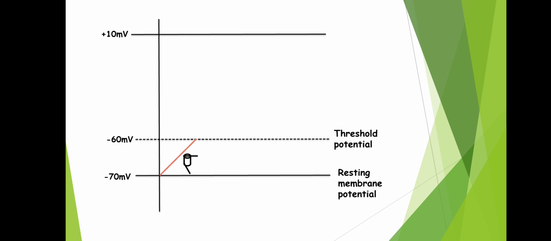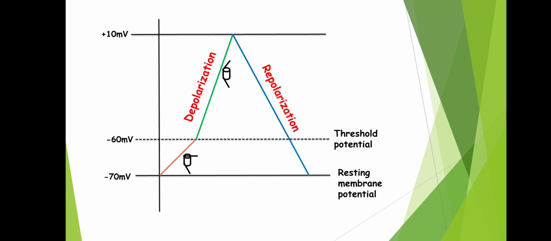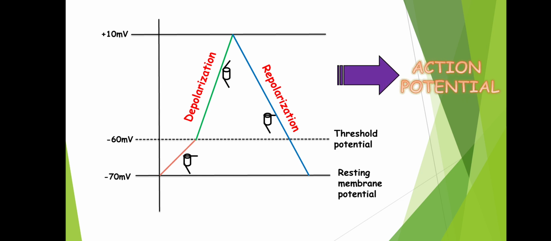Now once threshold potential was attained, what will happen? It will cause opening of the voltage gated sodium channel, because of which depolarization happened. Okay, so during depolarization the voltage gated sodium channel was at active conformation, and once depolarization has taken place, what will happen next? It will cause inactivation of the voltage gated sodium channel, because of which repolarization happened. Okay, so this wave of depolarization followed by repolarization is known as action potential.